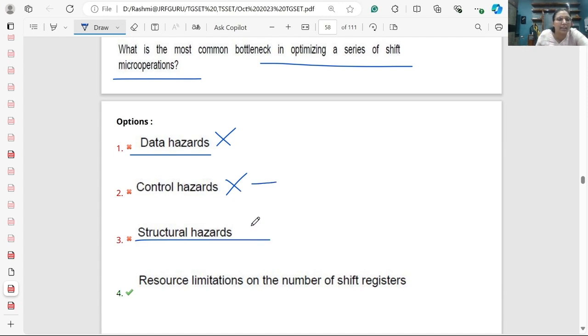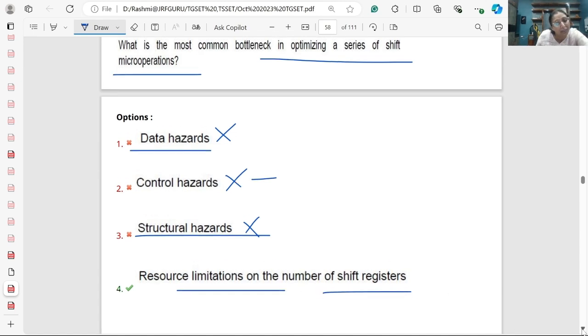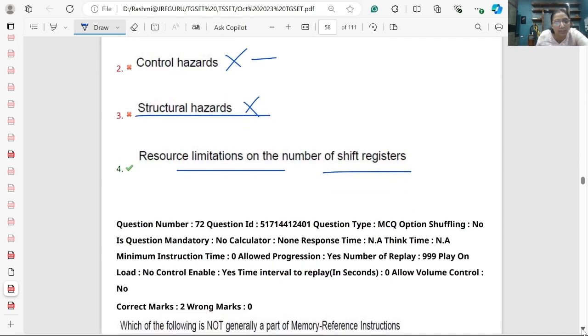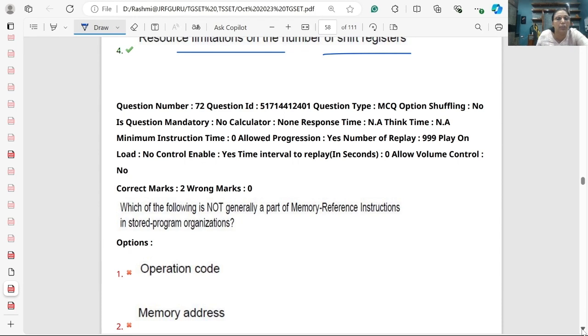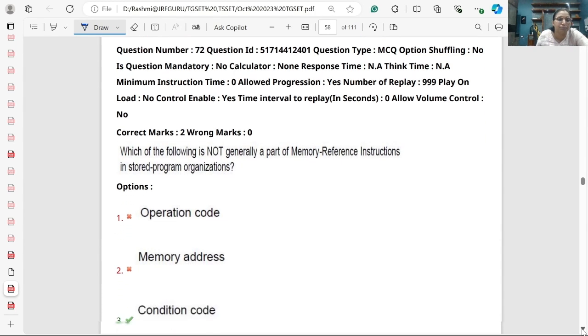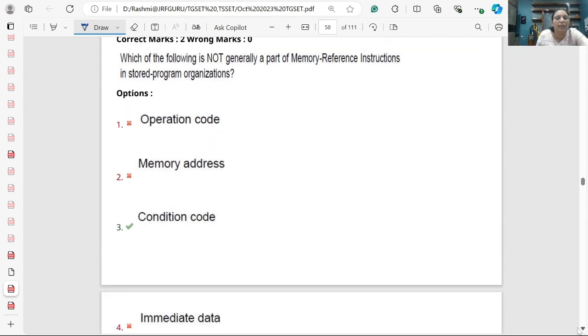And structural hazard is related to hardware hazards, and again not related to the shift, but resource limitation on the number of shift registers. Yes, shift registers are used to perform the shift operation. So your answer should be resource limitation of the shift register. Which is not generally a part of a memory reference instruction in a stored program organization?